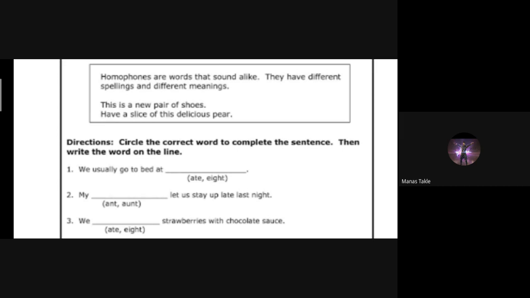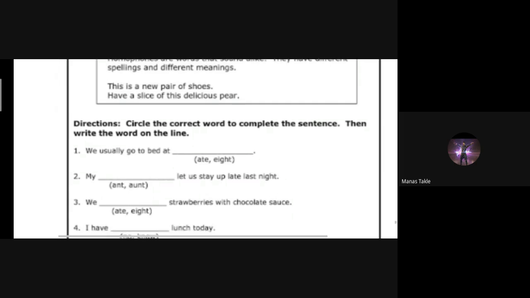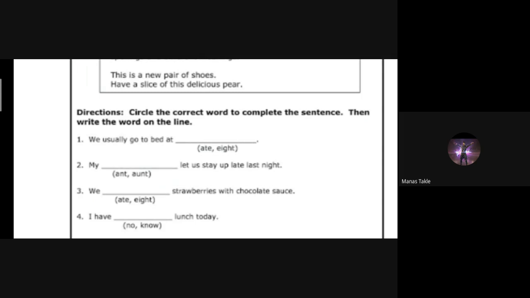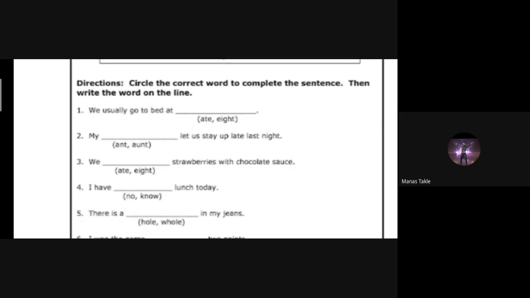We dash strawberries with chocolate sauce, ate, eight. Ate. Yes. I have dash lunch today, and oh no, can OW no? And oh no, I have no lunch today. There is dash in my jeans, hole, whole. Hole. Yes.